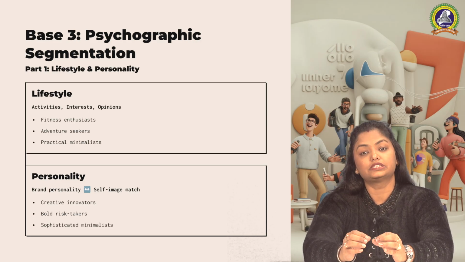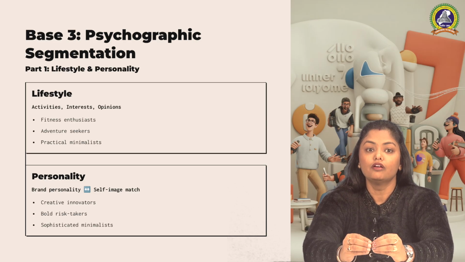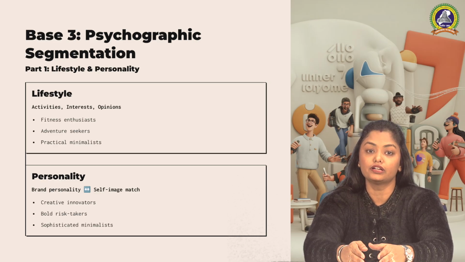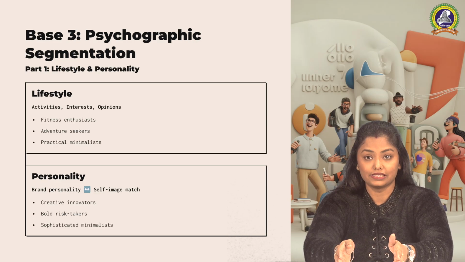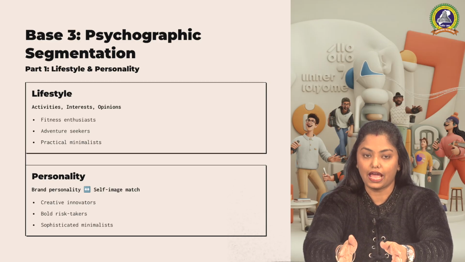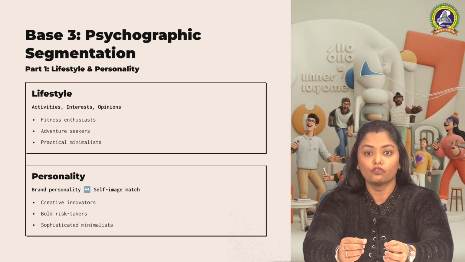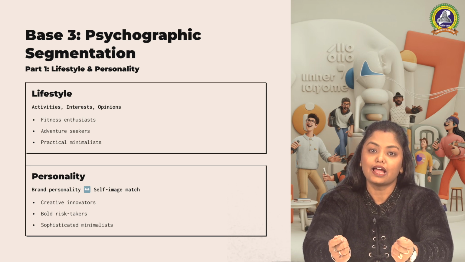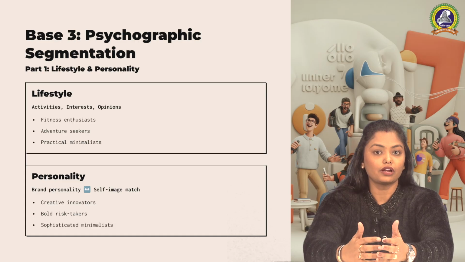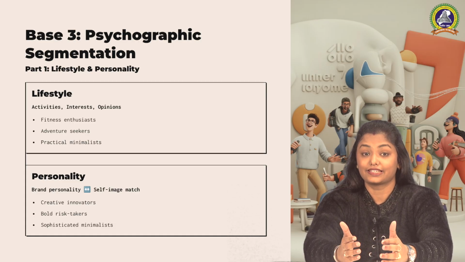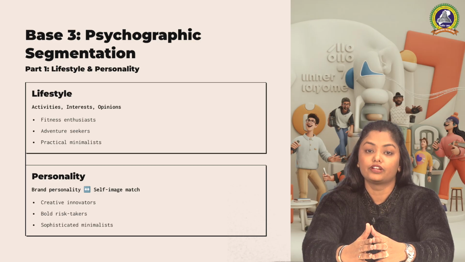A critical concept here is that people within the same demographic group can have very different psychographic profiles. Think about two women who are both 30 years old and have the same income. One might be a homebody while the other is adventurous. Demographics can't tell them apart, but psychographics can. Let's look at the variables.